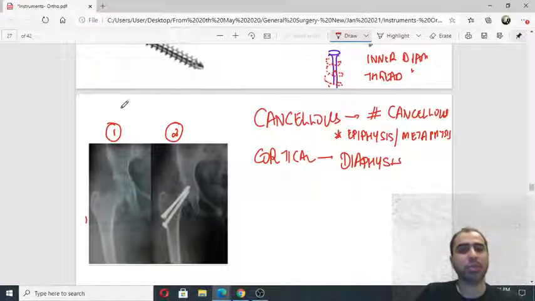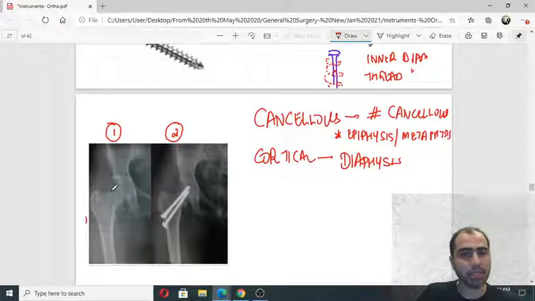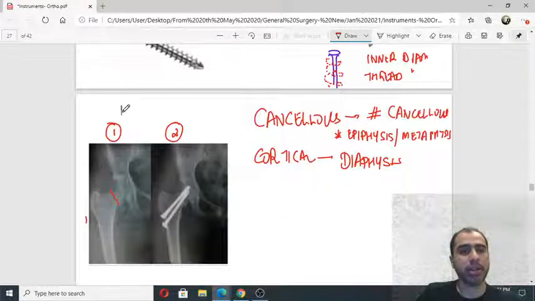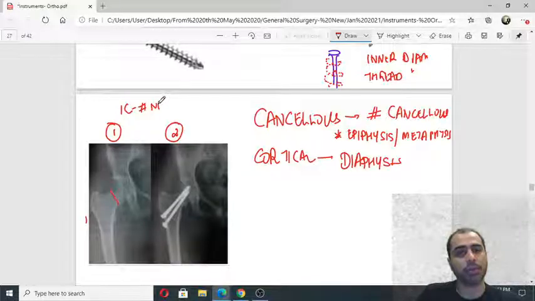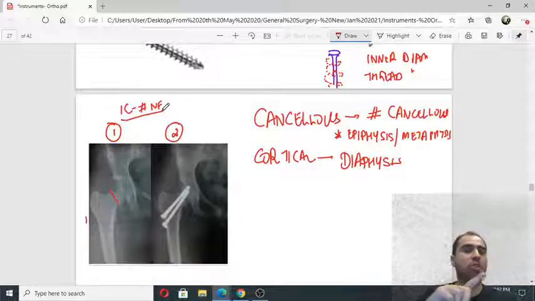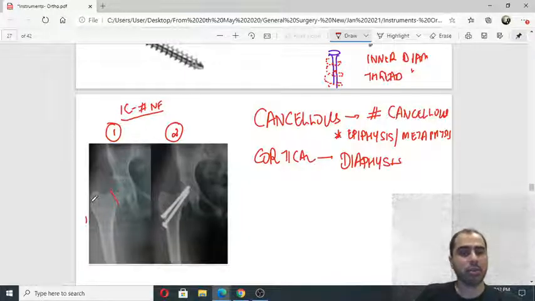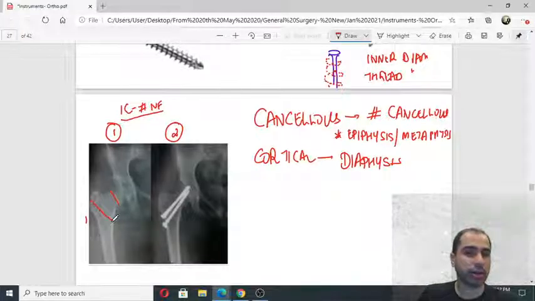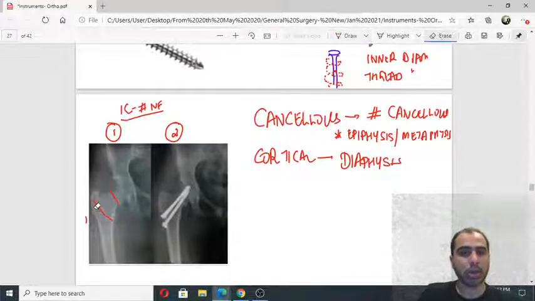Fracture neck of femur. So you should not just call it neck of femur. The fracture line is over here, no doubt. Call it an intracapsular fracture of neck of femur. Because neck of femur has two types of fracture. One is intracapsular and one is extracapsular, also called trochanteric, intertrochanteric. This is an intracapsular fracture neck of femur.